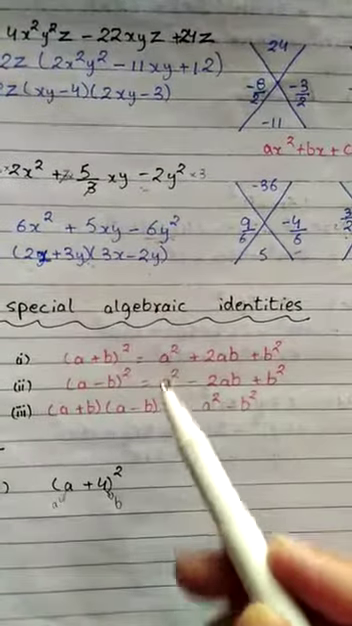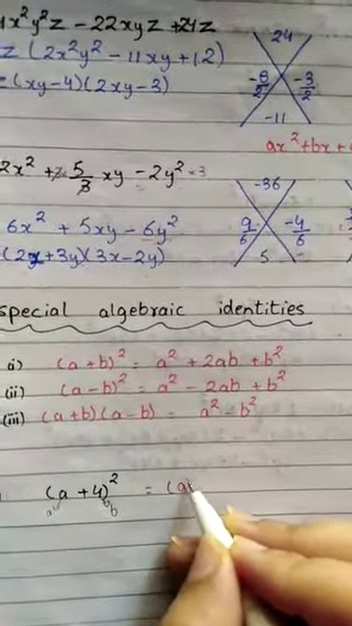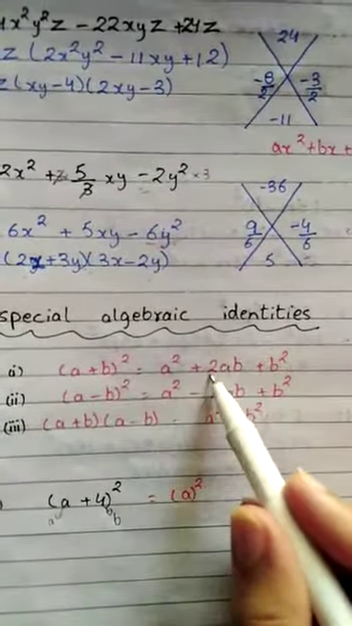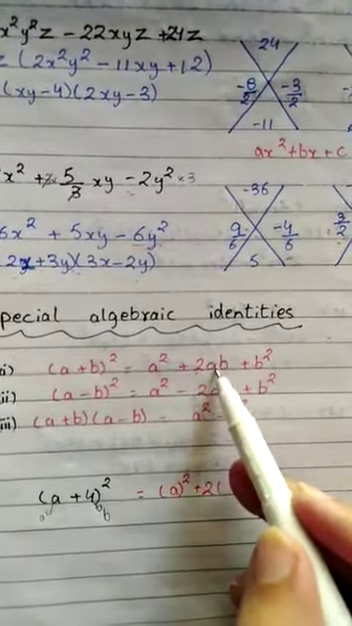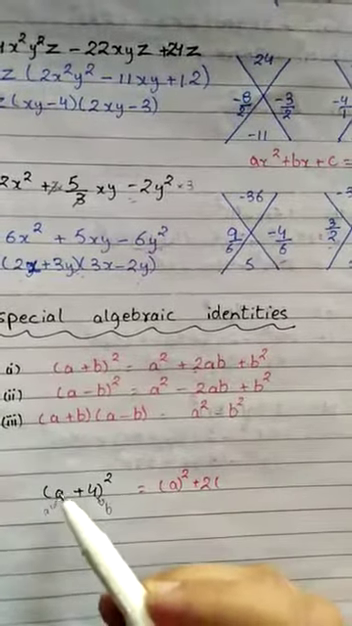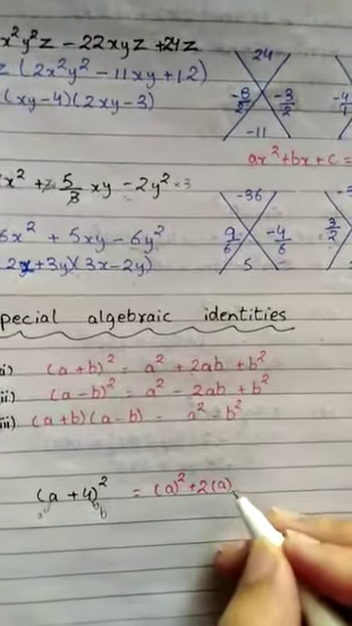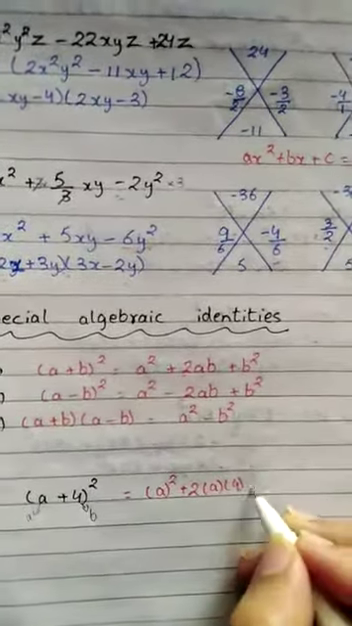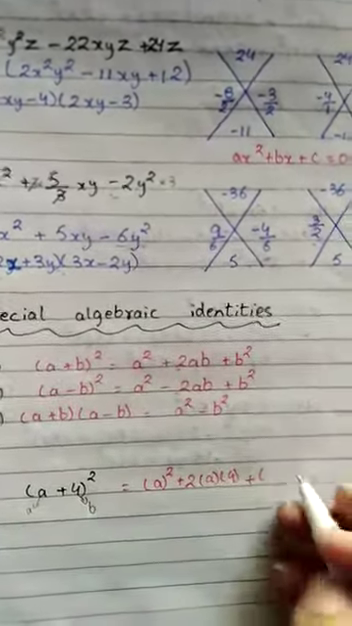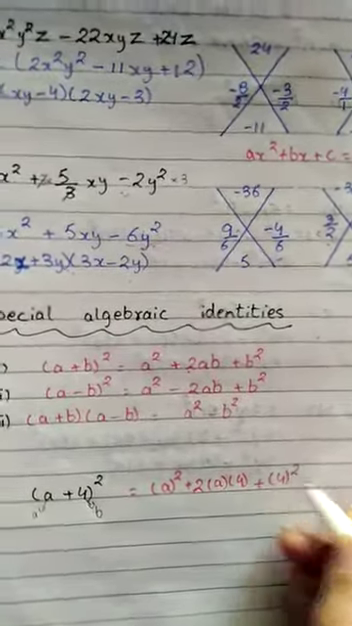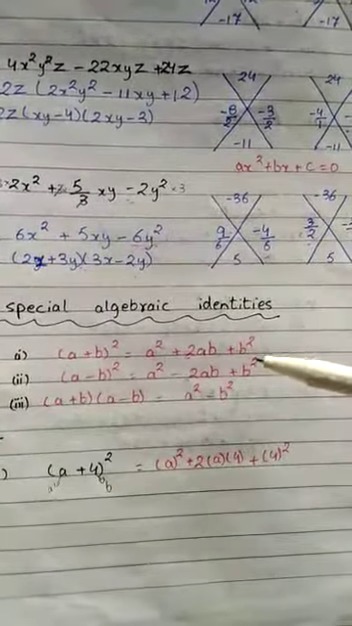It's a square, so you will take the value of a square, again plus 2, it's in the formula, and then the value of a multiplied with the value of b. So the value of a is a and the value of b is 4. Plus again you will take the value of b square, so the value of b is 4. So in this way you will solve the given expression by using the first identity.